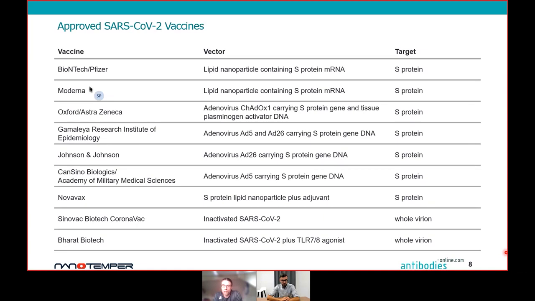More recently, the Novavax vaccine has become the first approved protein-based formulation, and here as well, the S protein is the pertinent antigen. The two vaccines shown here on the bottom 2 rows of the table, the Sinovac Biotech vaccine and the Indian Covaxin, use inactivated SARS-CoV-2 virions. Therefore, they display also the other structural proteins as opposed to only the S protein.